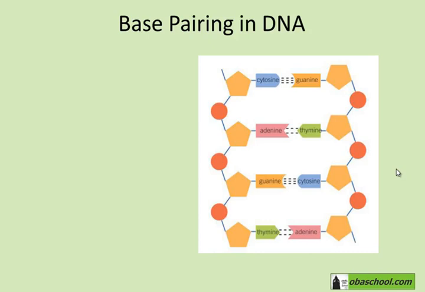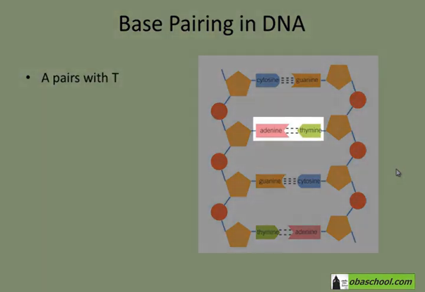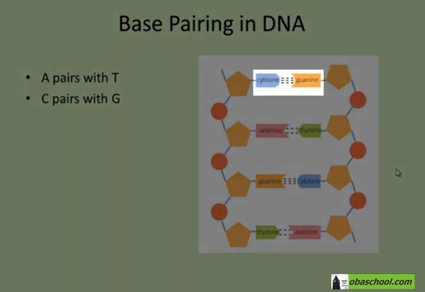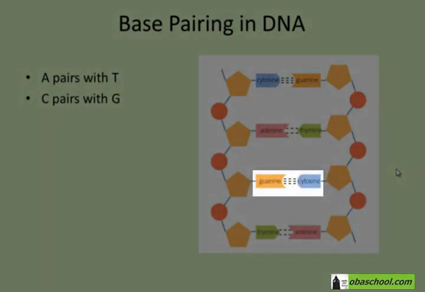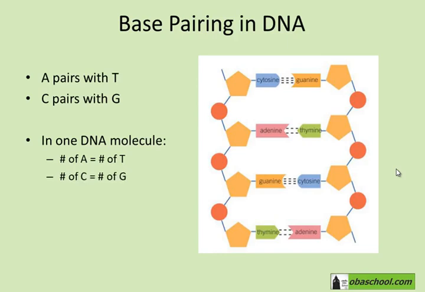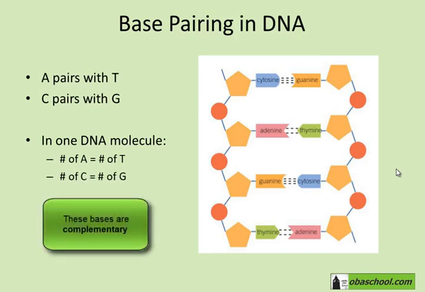So these are the rules of base pairing in DNA. Adenine always binds with thymine in DNA, and thymine always binds with adenine. Cytosine always binds with guanine, and guanine always binds with cytosine. So in one DNA molecule, the number of adenine bases is going to be equal to the number of thymine bases, and the number of cytosine bases is going to be equal to the number of guanine bases.